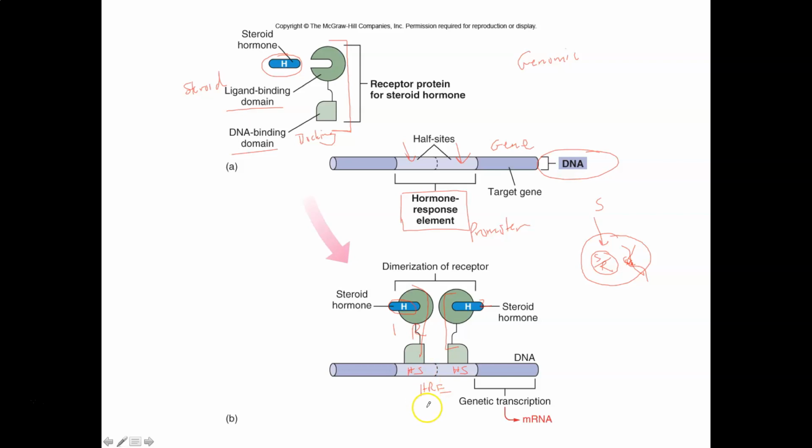And so that's what's going to activate the hormone response element and then allow us to go through the process of transcription. We're going to read the gene, and we're going to be able to then produce messenger RNA. And that's a whole nother physiological mechanism.